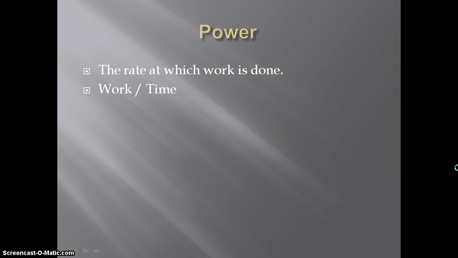Power is simply how quickly you are doing the work. So it's just work divided by time. Power is measured in watts, also known as joules per second.